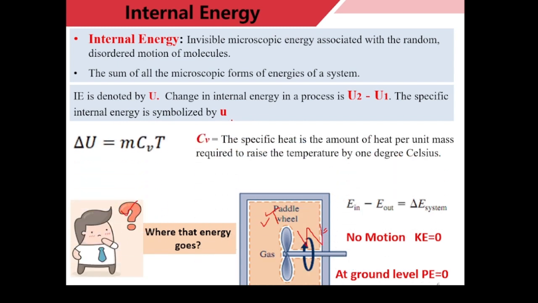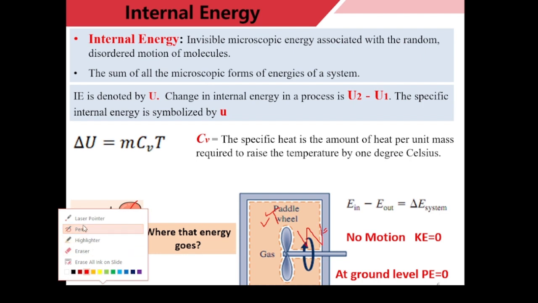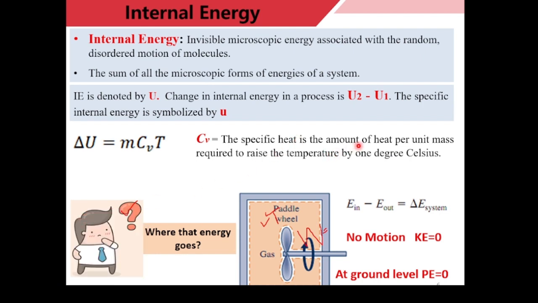So how can we measure the internal energy? The change in internal energy of a system is equal to m Cv delta T, where Cv is the specific heat, that is the amount of heat per unit mass required to raise the temperature by 1 degree Celsius. So Cv is the specific heat, equal to the amount of heat required per unit mass to raise the temperature by 1 degree centigrade. So delta U is equal to m Cv delta T.